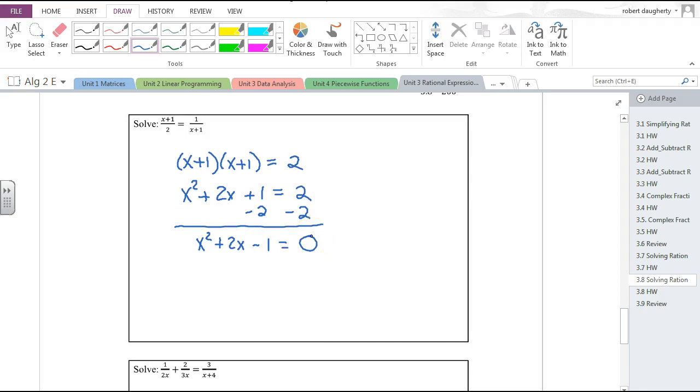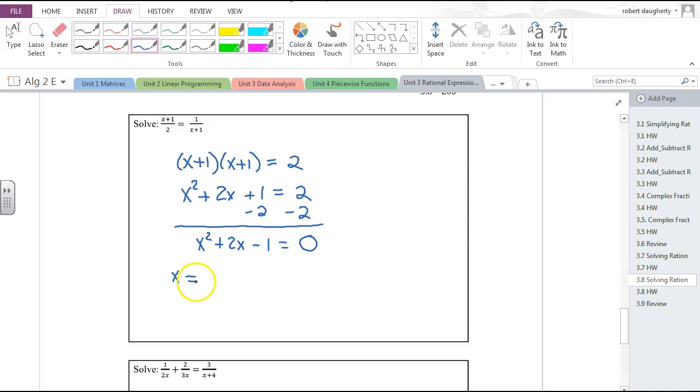Are there numbers that multiply to give you -1 and add to give you 2? Now, what are the factors of 1? 1 and 1. What are the factors of -1? It's 1 and -1. That's all I can do. You add them, you get 0. So this one does not factor.